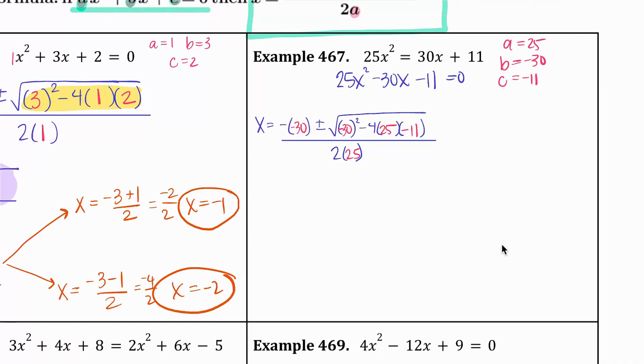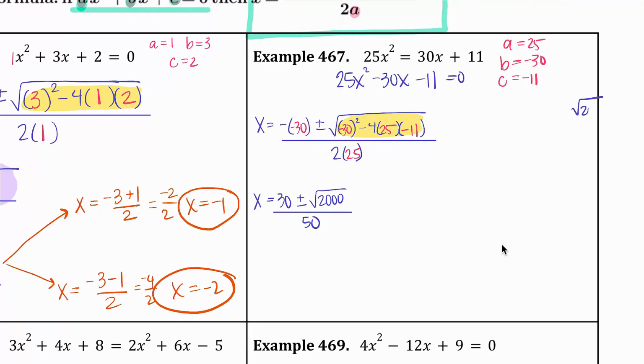Okay, same process. Take what's underneath your radical, type that in your calculator just like you see it, and let's see what we get. We're going to get x equals negative negative 30, which just gives me 30, plus or minus the square root. When I typed all that in, I got 2,000, divided by 2 times 25, which is 50. Okay, so 2,000 is not a perfect square, but we can simplify it.